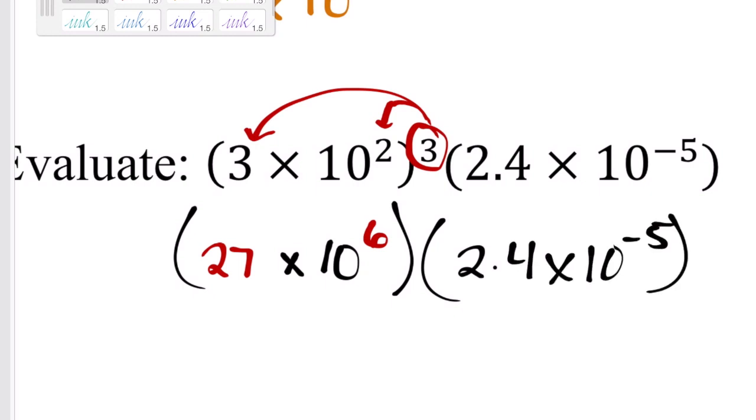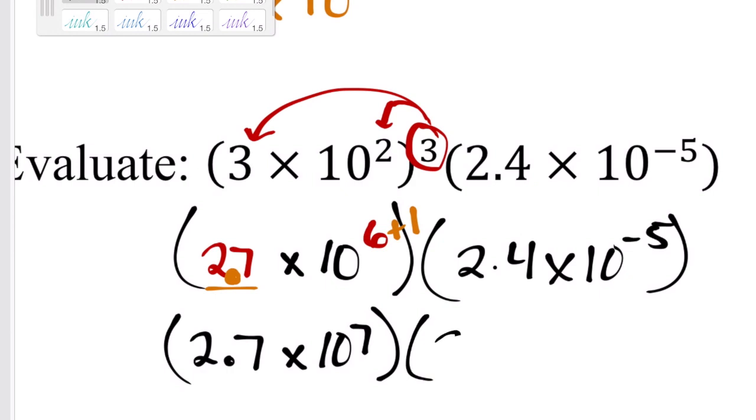And then the next thing I want to do is I don't like that this number 27 is larger than 10. So I know that I'm going to want my decimal point to move between the 2 and the 7. Because I'm making this a smaller number, that means this 10 would make it bigger. So I'm adding a 1 here. So I've got 2.7 times 10 to the 7th power now, and 2.4 times 10 to the negative 5th.